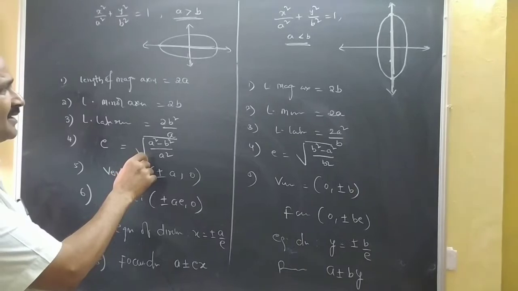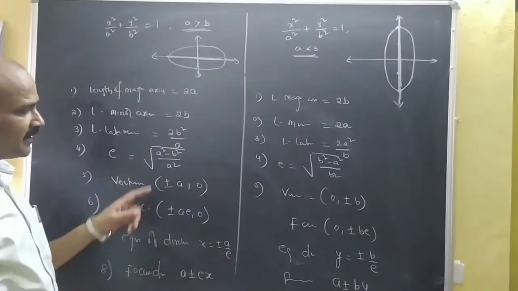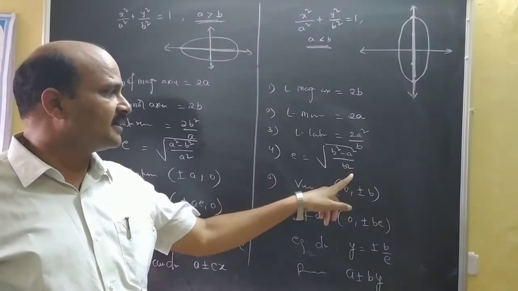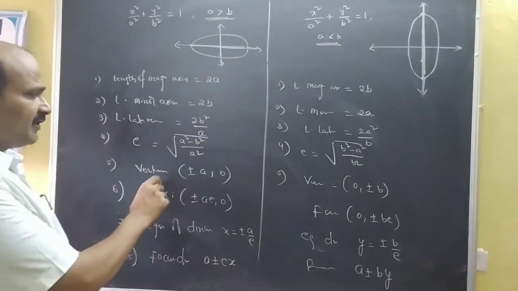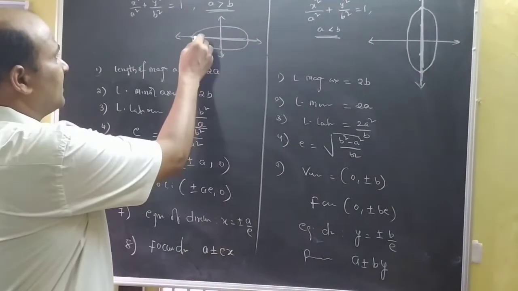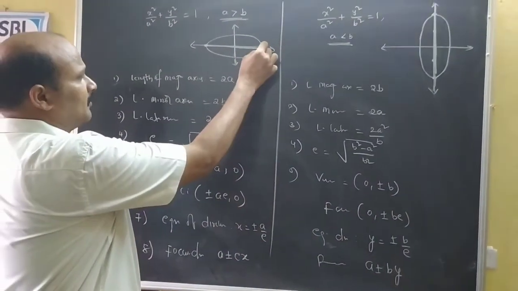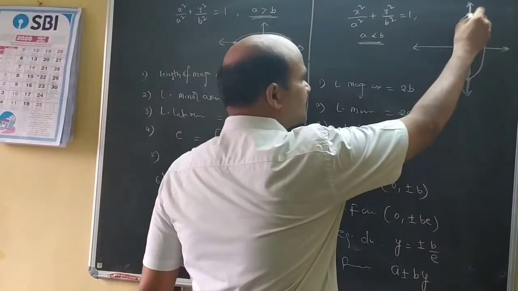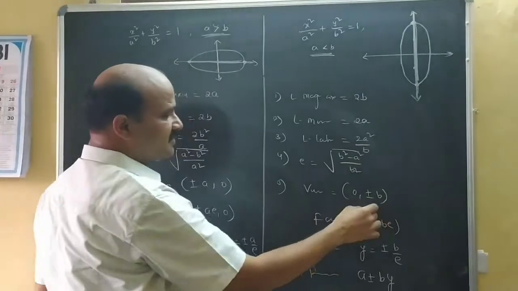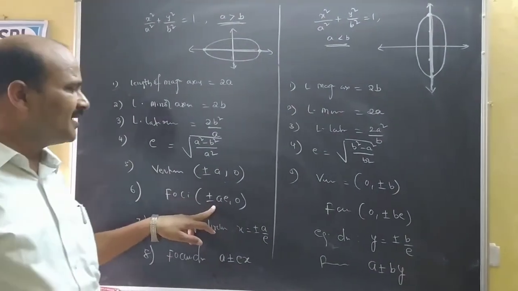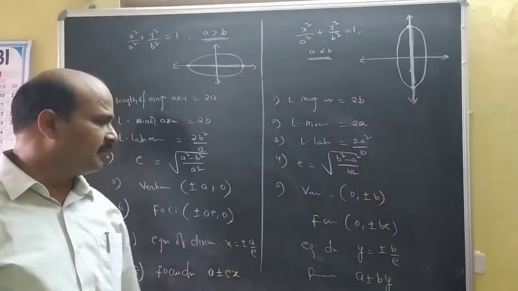Now the eccentricity E is equal to the square root of A square minus B square by A square. E is equal to the square root of B square minus A square by B square. Vertices plus or minus A comma 0. Here these are the vertices of this ellipse, plus or minus A comma 0. These are the vertices of the major axis, 0 comma plus or minus B. The foci are plus or minus AE comma 0, and 0 comma plus or minus BE.